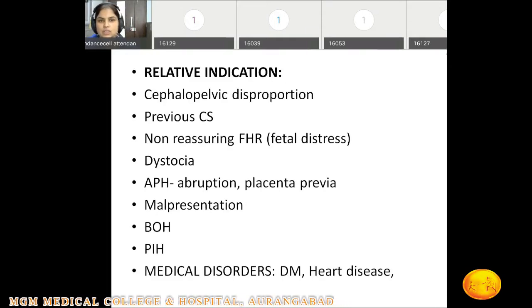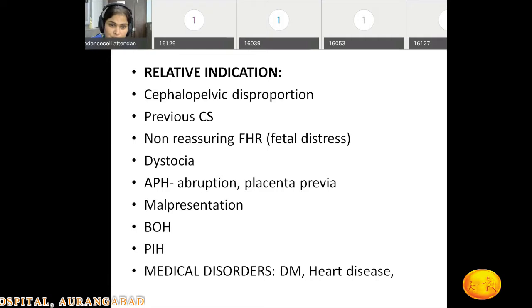Now, relative indications again include cephalopelvic disproportion. Here you can give a short trial, and if you think the baby is not descending, then you can take them for section. That is why it is brought into relative indications. In previous cesarean section, we do a trial of labor after previous section, that is TOLAC. But if the patient refuses it, then you have to take them for section.